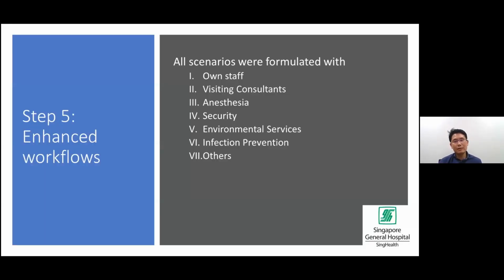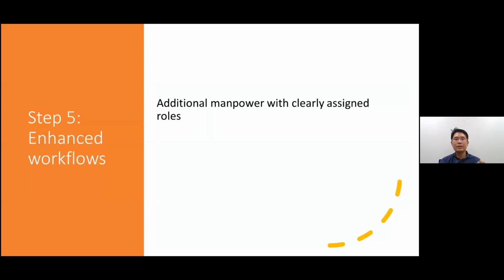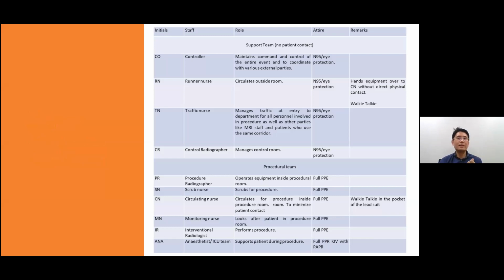Step 5. This is the one that I'm going to expound a little bit on. All the scenarios that I'm going to talk about were formulated with a whole bunch of other stakeholders in the hospital, and this is very important. If you haven't started, you need to start talking to them now, simply because all this coordination and transfer of patients requires a high level of coordination that you really need to talk through. Now, number 1, additional manpower with clearly assigned roles. And this is our manpower chart for patients that come down to interventional radiology for treatment.